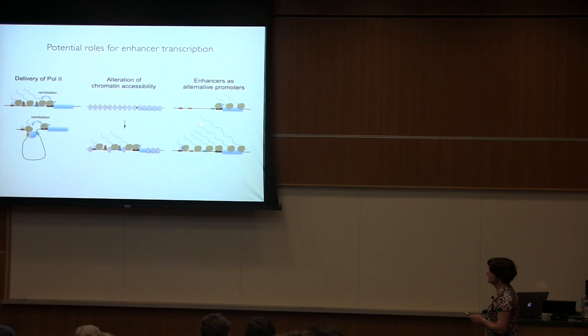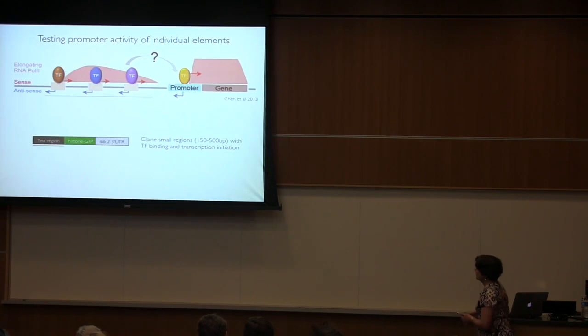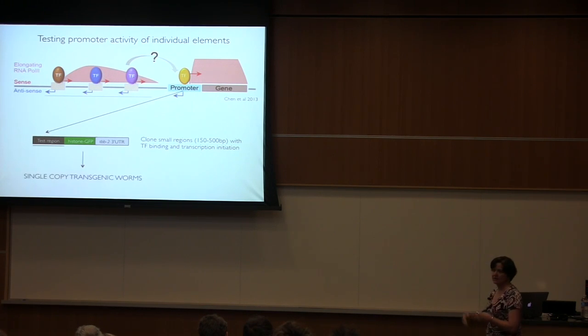Maybe elements can act as enhancers in some contexts and promoters in some contexts, and given that they look very similar, I think that's quite possible. And we've decided to explore the potential of enhancers to at least have that activity. So, to try and understand what these elements could be doing, we decided to take these little individual elements that were defined by transcription factor binding and initiation sites and ask if they could promote transcription in a transgenic context. So we have histone GFP here, no minimal promoter, and we'll just clone individual elements in front of this and ask if they can drive histone GFP.